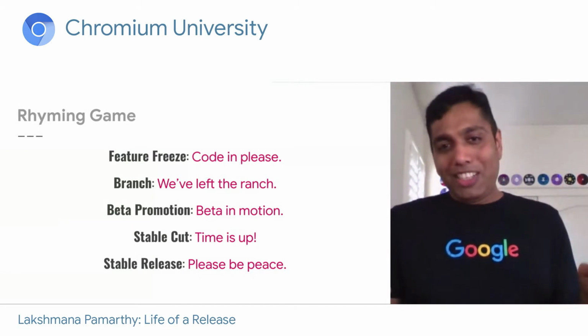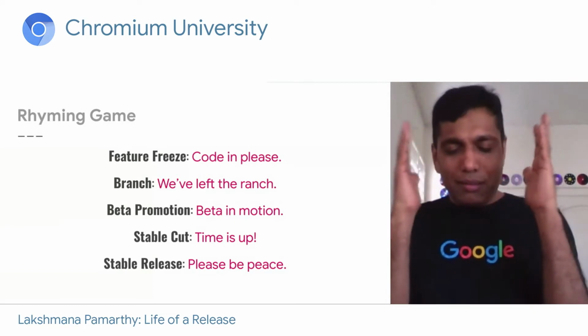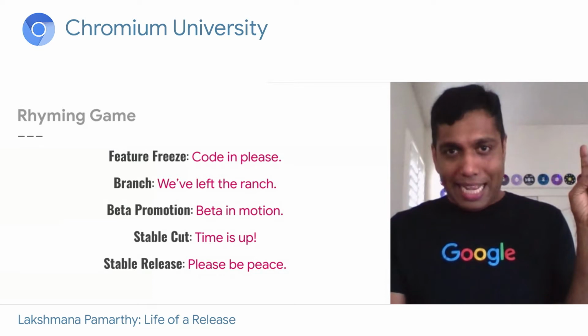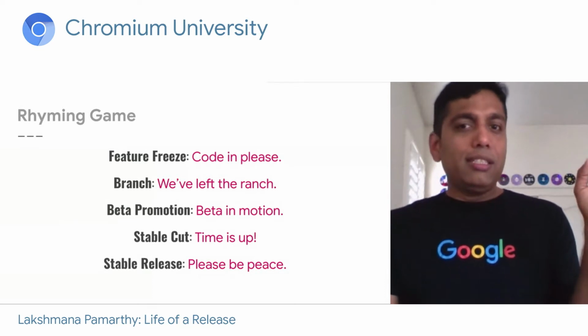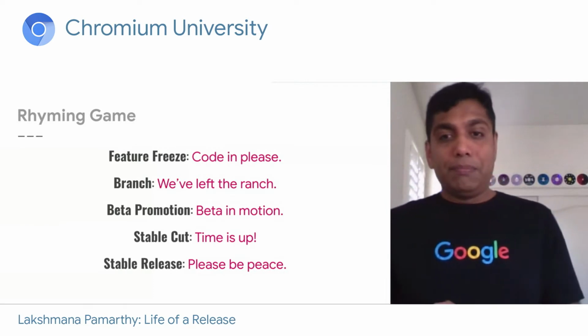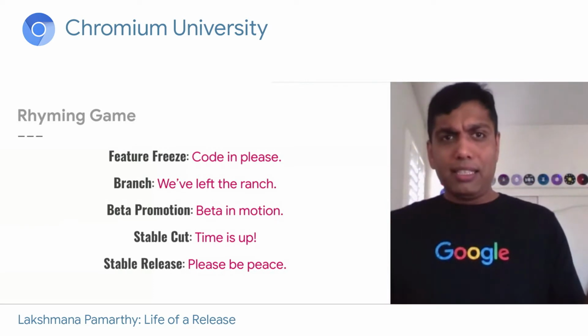So stable release, please be peace. Those are, if you want to remember the main things I should be worried about: feature freeze, branch, beta promotion, stable cut, stable release. Now, just a little bit of background on how these actually fly in the timeline scales.